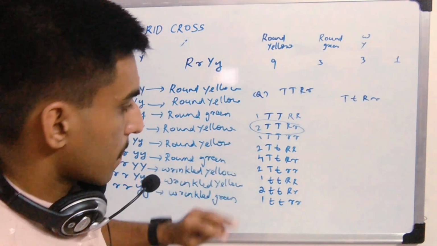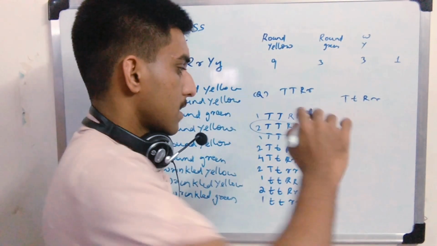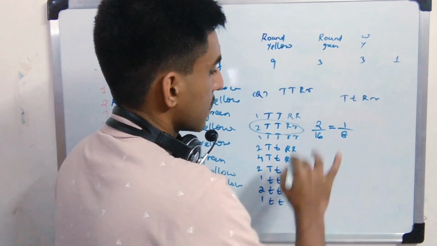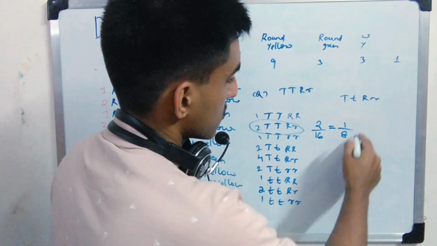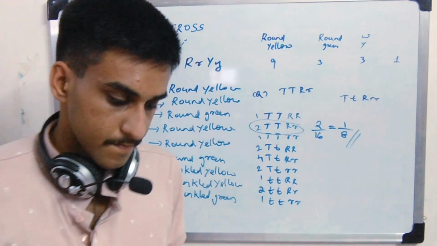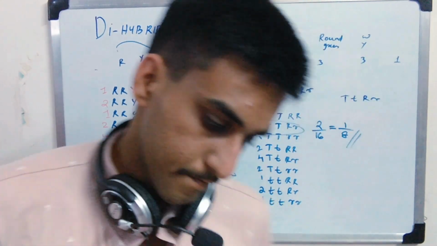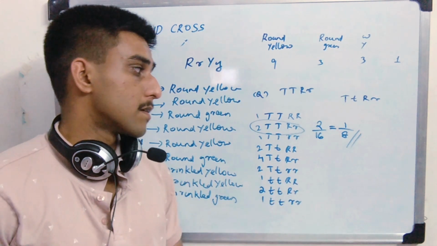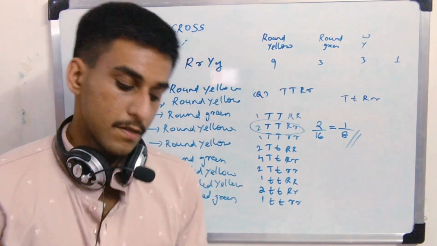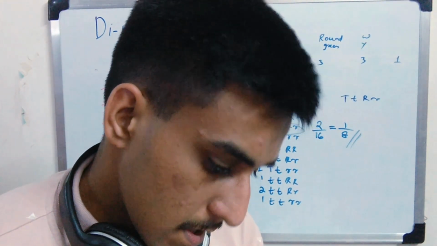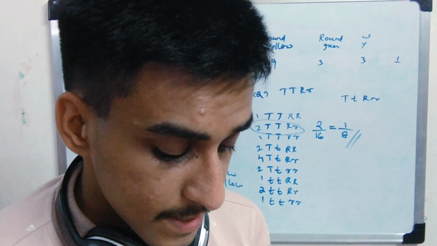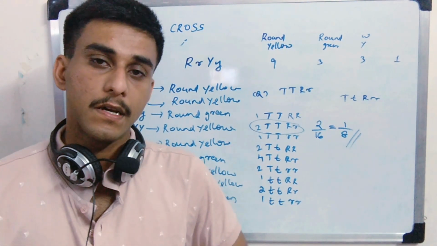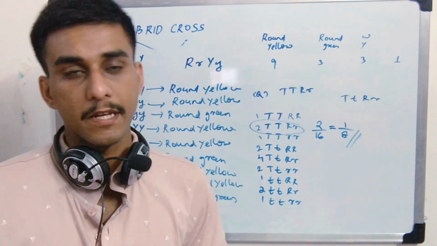So out of 16 progeny, 2 progeny are of this type. So 2 by 16, or 1 by 8. So this is the answer, 1 by 8. This is the frequency, the number of times occurring. We will discuss the next question while we are discussing the entire previous question paper of the NEET examination.